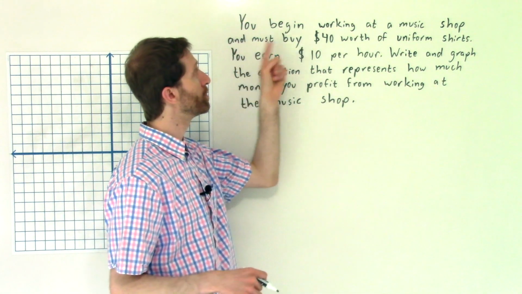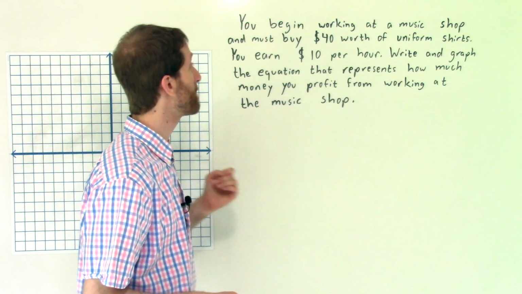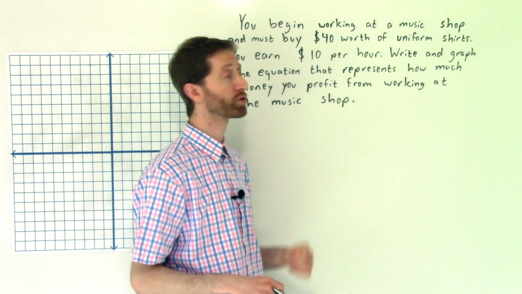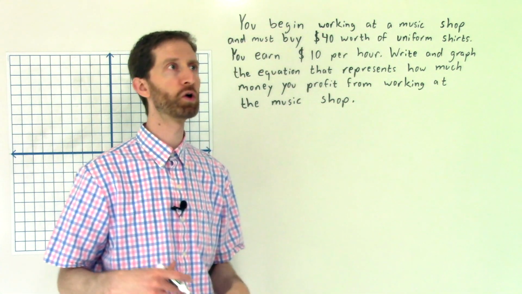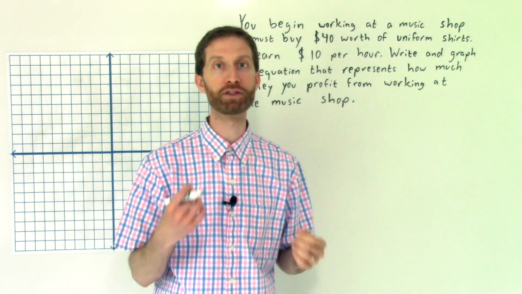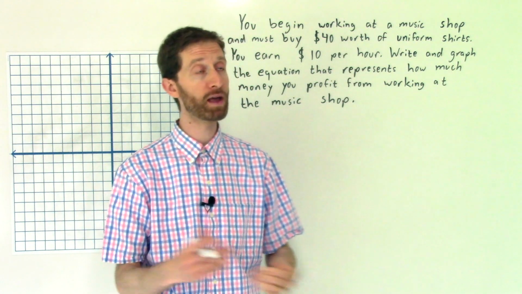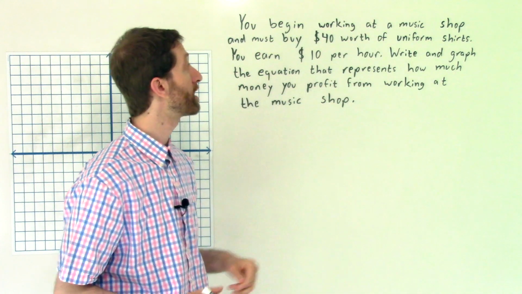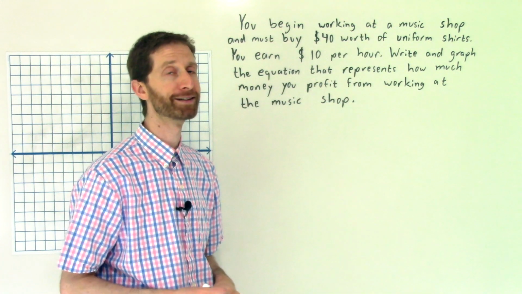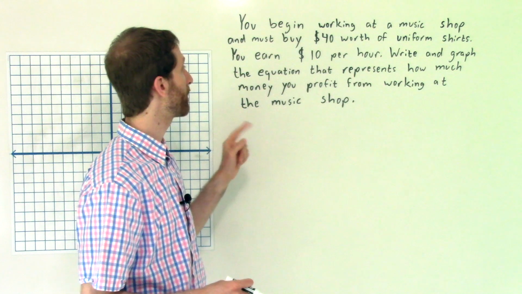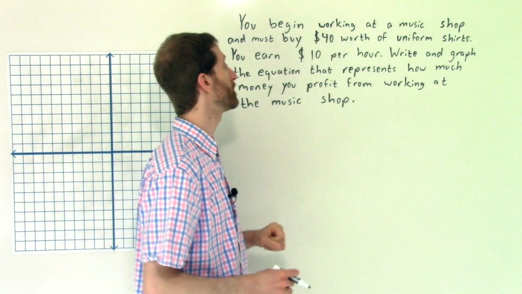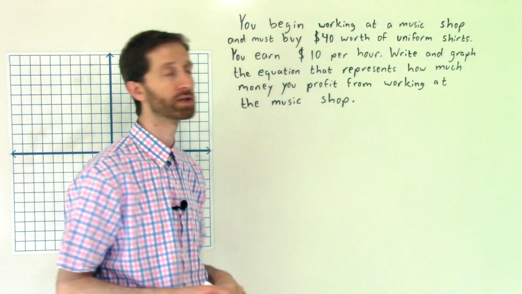So this reads, you begin working at a music shop and must buy $40 worth of uniform shirts. So maybe they're collared shirts that have the name of the music shop on them and you have to pay for them. You earn $10 per hour. Oh, sweet. Write and graph the equation that represents how much money you profit from working at the music shop.